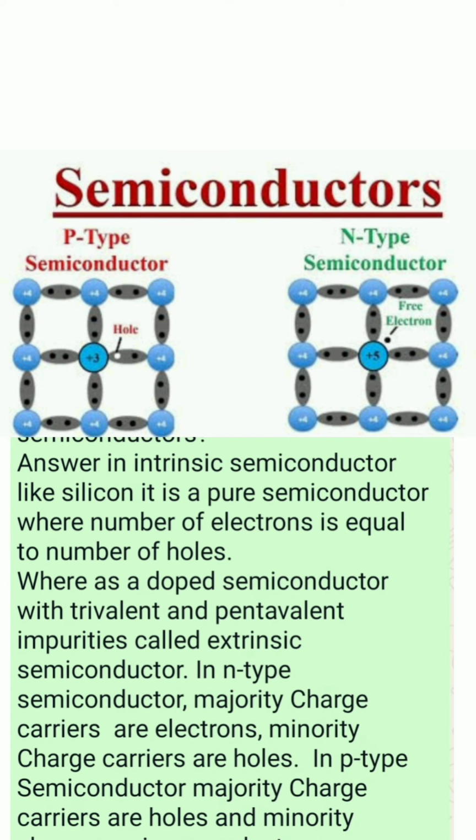37. What is the difference between intrinsic and extrinsic semiconductors? Answer: An intrinsic semiconductor like silicon is a pure semiconductor where the number of electrons is equal to the number of holes. Whereas a semiconductor doped with trivalent or pentavalent impurities is called an extrinsic semiconductor. In an N-type semiconductor, majority charge carriers are electrons, minority charge carriers are holes. In a P-type semiconductor, majority charge carriers are holes and minority charge carriers are electrons.